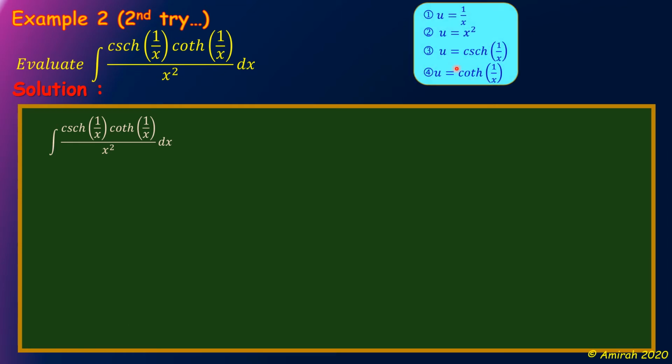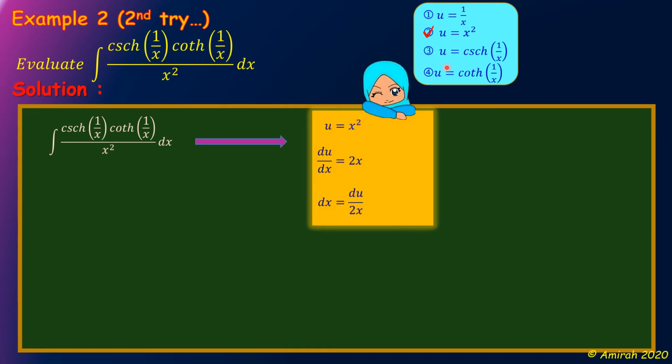Alright, let's say our second try, we choose u equals x squared. After we choose u equals x squared, we have the derivative part here. We define u equals x squared, and then we differentiate, so we get du over dx equals 2x. After that, we write dx as the subject, which equals du over 2x, we just cross multiply. And after that, we substitute back into the given question. We just replace u and dx only. Our u now equals x squared, so from x squared here, we replace it by u, and then we replace dx equals du over 2x.